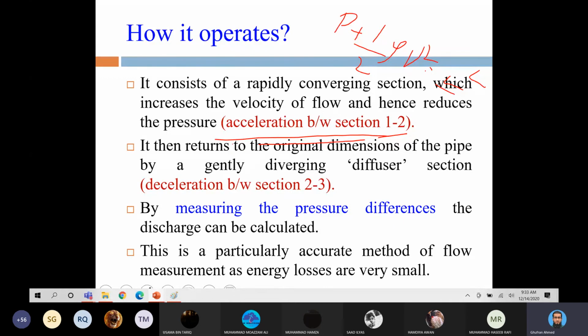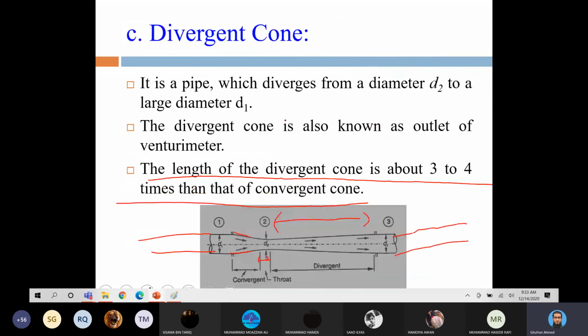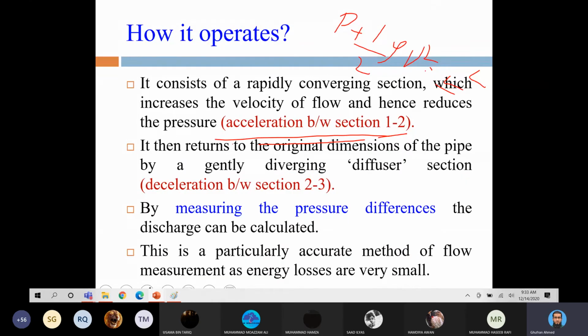Now the velocity will be reduced. So according to Bernoulli's law, the pressure will increase. Okay, अब second section में pressure बहुत ज़्यादा बढ़ रहा है. By measuring the pressure difference, the discharge can be calculated. अब इसके लिए formula हम derive करेंगे कि how can a discharge be calculated by just measuring the pressure difference. This is a particularly accurate method of flow measurement as energy losses are very small.